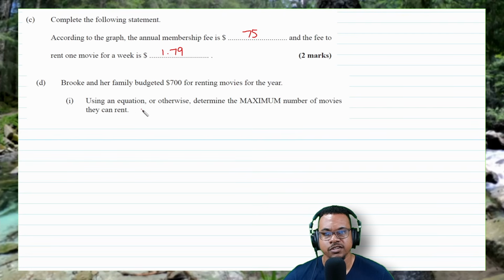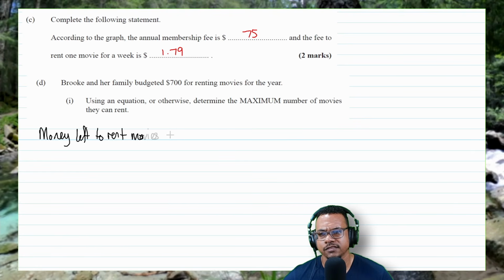So we're saying that Brooke and her family budgeted $700 for renting movies for 1 year. Using the equation or otherwise, determine the maximum number of movies they can rent. The first thing I want to take away from the 700 is the annual fee, which is the $75. So money left to rent movies is equal to 700 take away my annual fee, $75, which would be $625.